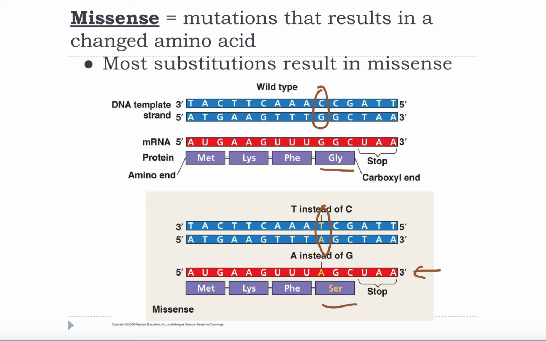But just note that most substitutions usually result in missense more than any of the others, because there's 64 codons and only a few of them lead to the same amino acid, only 3 of them lead to a stop codon, and the rest lead to different amino acids.